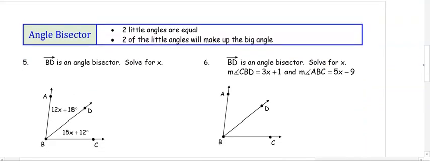With the angle bisector, this is similar to a midpoint. So we either have the two little angles are equal, so half equals half, or we have the two little angles make up a bigger angle, so 2 times one of the halves equals a whole angle.